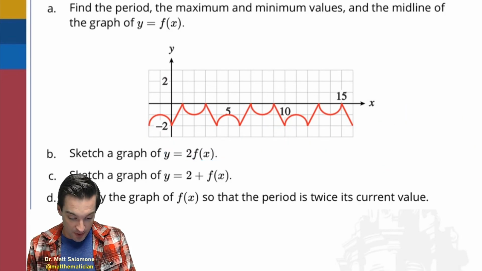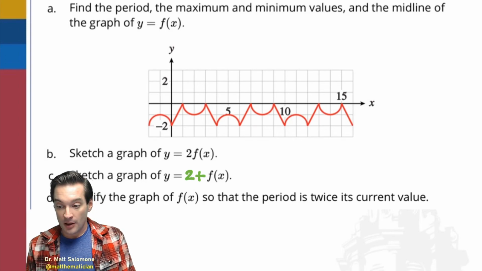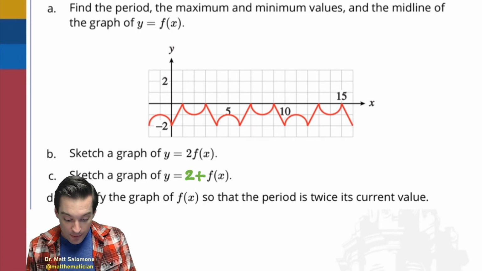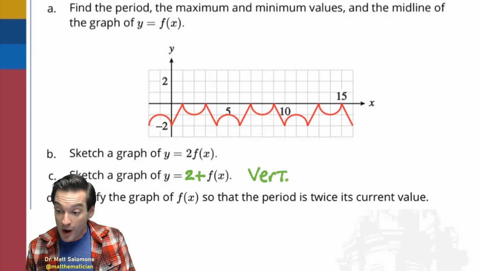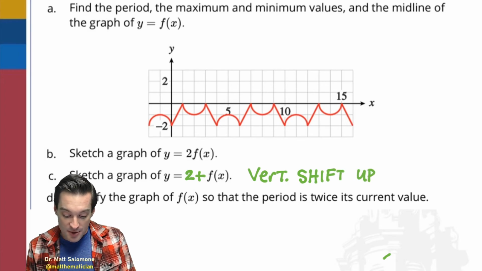I'm going to speed this up a little bit here. If I were to add 2 to my function instead of multiply by 2, so 2 plus f of x, right here. Now what's going to happen? Well, now I'm still doing something vertical because I'm operating on y values in this equation. I'm not operating on x values. But because I'm adding instead of multiplying, now this is a vertical shift. I'm shifting this graph up by 2 units.